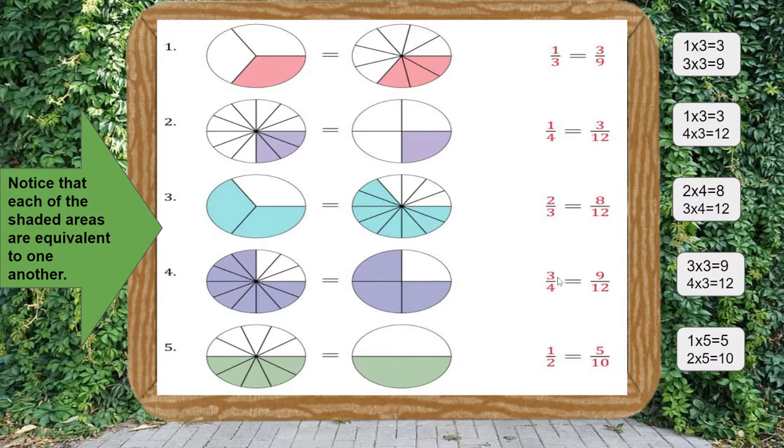3/4, if we take 3 and multiply it by 3, we get 9. If we take 4 and multiply it by 3, we get 12. So 3/4 is equivalent to 9/12. 1/2. If we take 1 and multiply it by 5, we get 5. And if we take 2 and multiply it by 5, we get 10. So 1/2 is equivalent to 5/10.